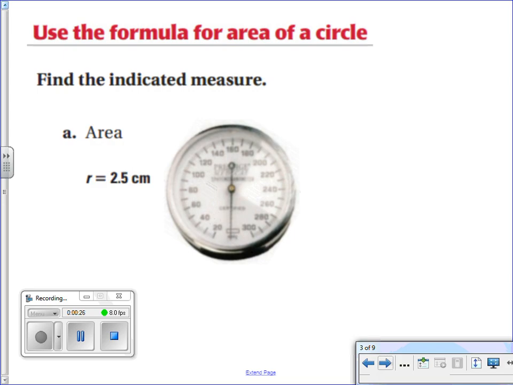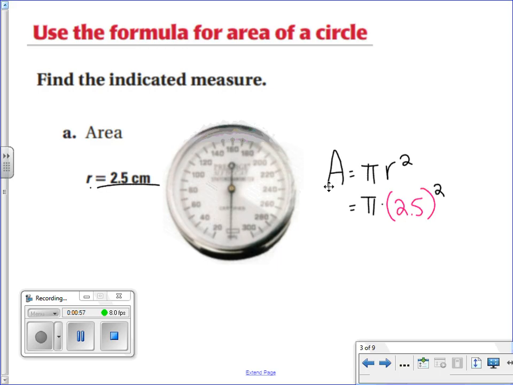Let's now find the indicated measure, which is the area of the circle. So from the last slide, we know that area is equal to pi r squared. It tells us here that our radius of this circle is 2.5. So pi times, instead of r, I can now replace that with 2.5, and I'm going to square that number.